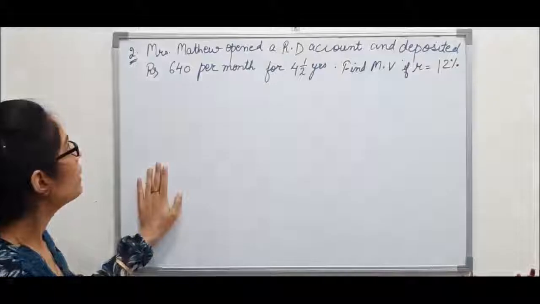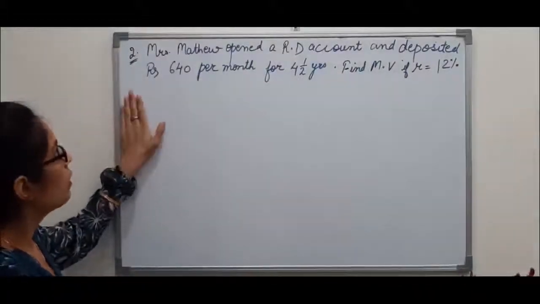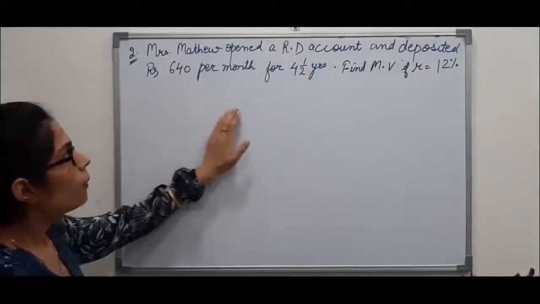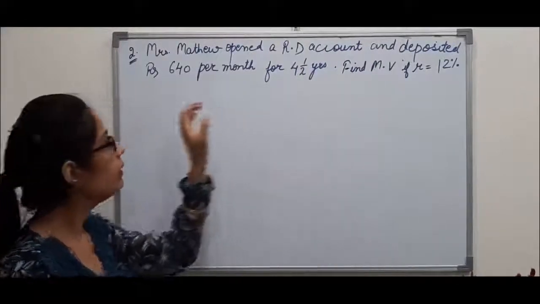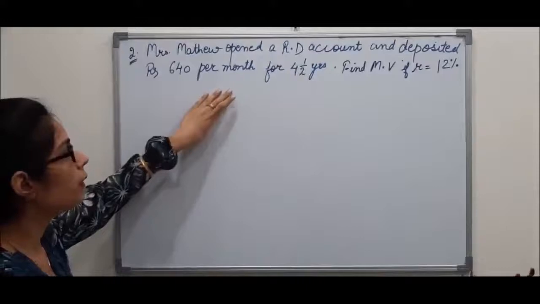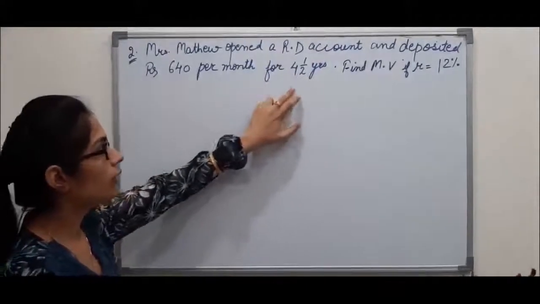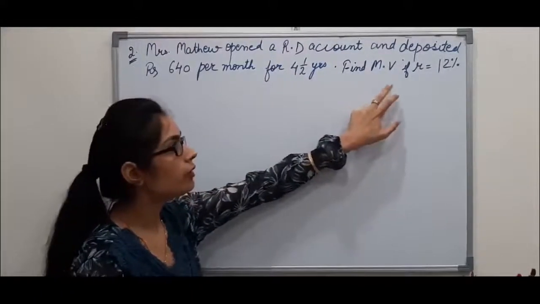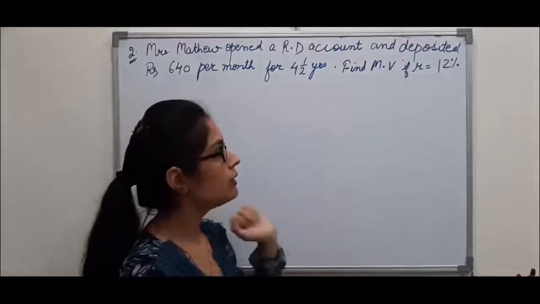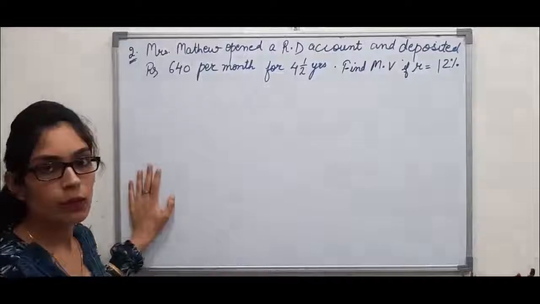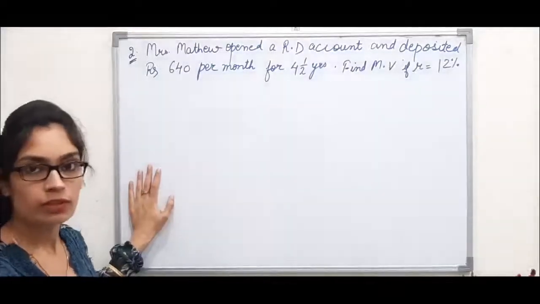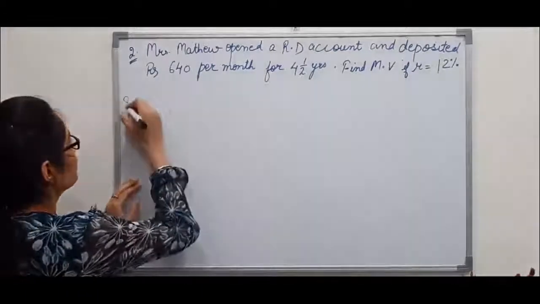So let's start with question number 2. Mrs. Matthew opened a recurring deposit account and deposited rupees 640 per month for 4.5 years. Find the maturity value if the rate of interest is 12% per annum. So first of all, like I told you, you have to collect the data which is given to you. So I will just do the same thing.